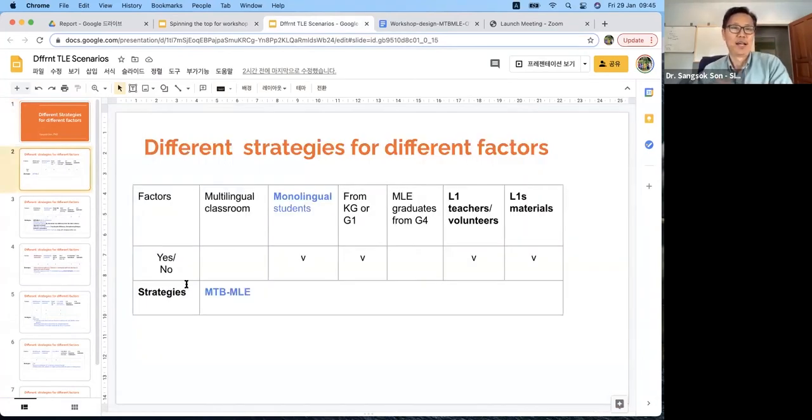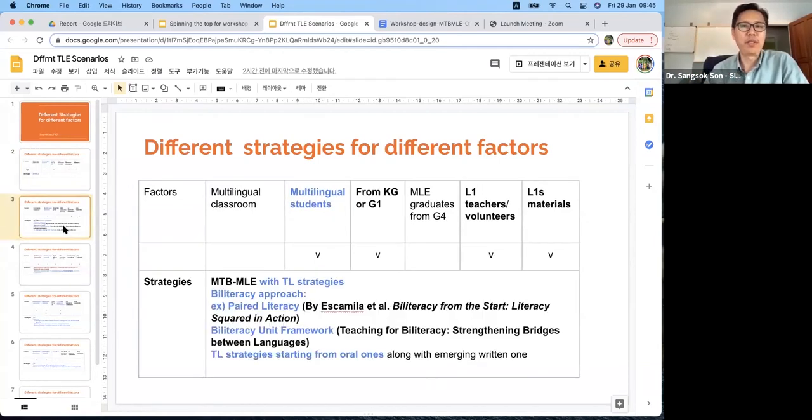I strongly agree with MTB-MLE for monolingual students. If we have teacher support, L1 teachers and volunteers, or we have material available in L1, then in this case MTB-MLE works best. But what if we have multilingual students? If they are already multilingual, already bilingual, then we can still use MTB-MLE, but we need to incorporate translanguaging strategies like the Translanguaging Star strategies, because they are bilingual. They learn better bilingually, within their bilingual zone of proximal development.